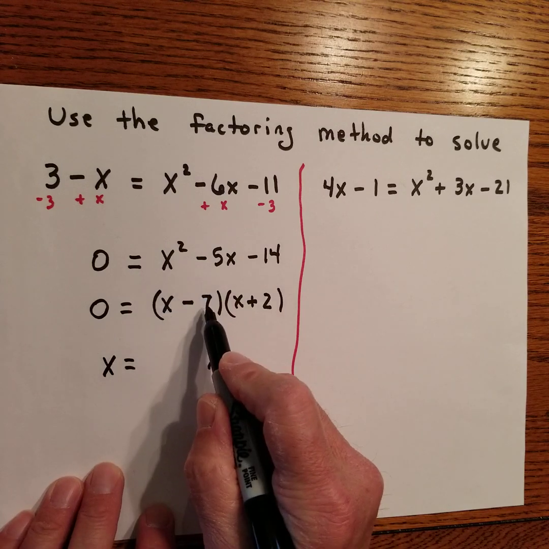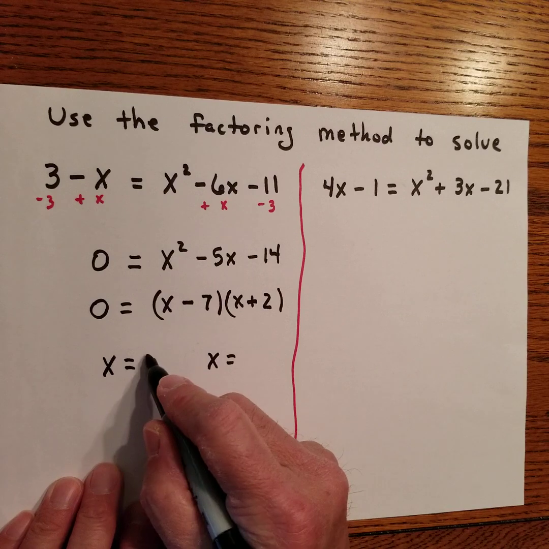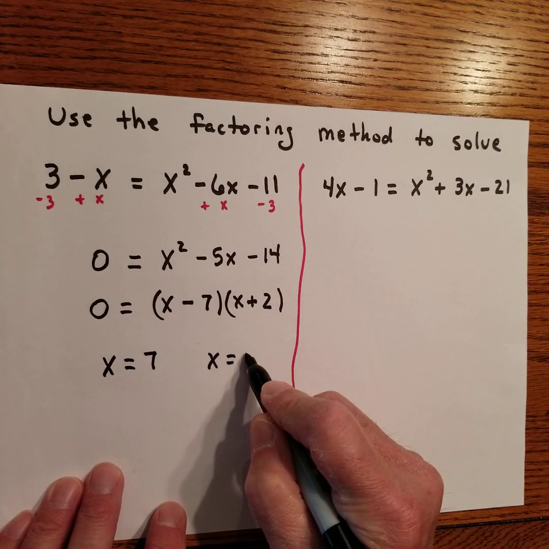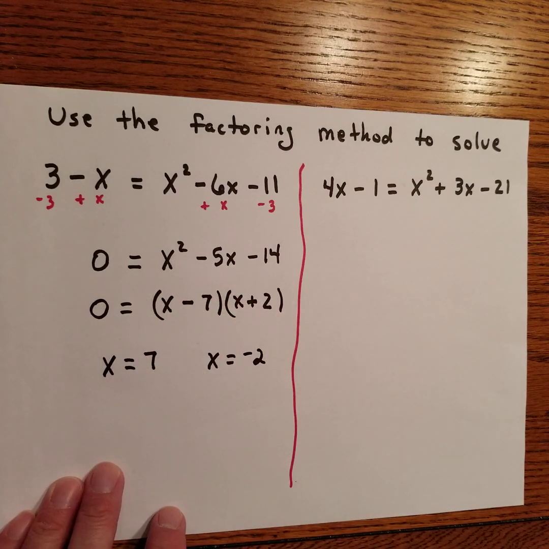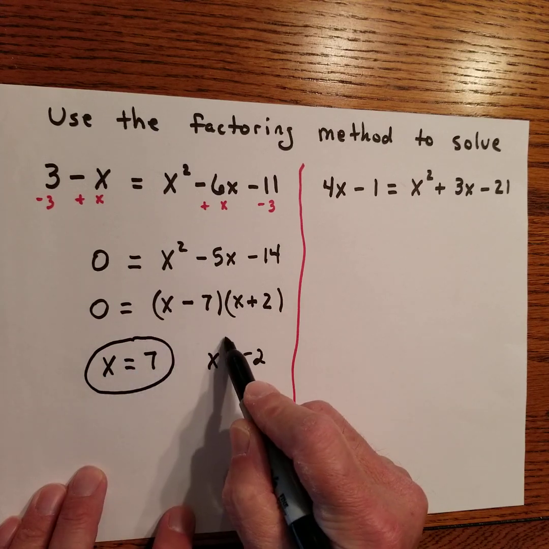What makes this 0 is 7. Moving negative 7 to this side of the equal sign gives me 7. What makes this 0 is negative 2. Moving positive 2 to the other side of the equal sign gives me negative 2. There's my two answers. Well done.